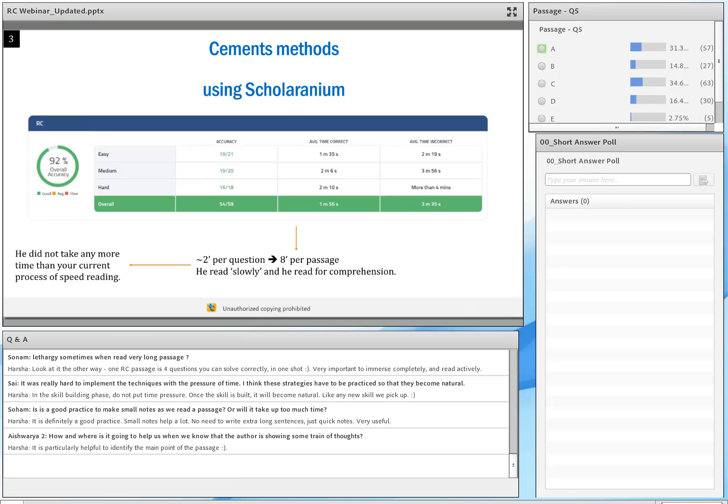This is the stats for Rohit Malan, and you can really see his accuracy in easy, medium, and hard questions, as well as the time to answer questions. Now, here is the thing. Questions that he didn't understand, which he got incorrect, is where he spent way more time. As you can see, this is almost 4 minutes. But the ones that he understood, he got in time. What it means is if you know how to solve a question, you'd solve it correctly.